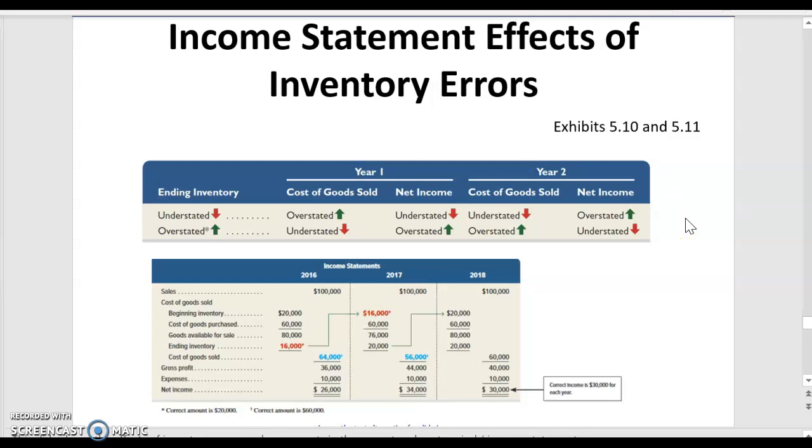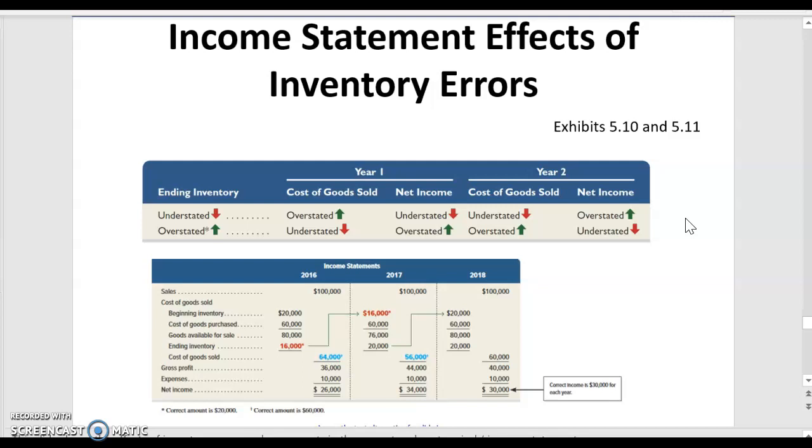Let's say that our ending inventory is overstated, then the reverse happens. So in this case, we have a value too high. Maybe we had a decrease in market value, maybe we counted something twice, whatever the case might be. Then our cost of goods sold is not as much as it should be, and we're reporting more net income than we actually have. By year two, now our cost of goods sold is more than actual, and our net income is less than it should be.